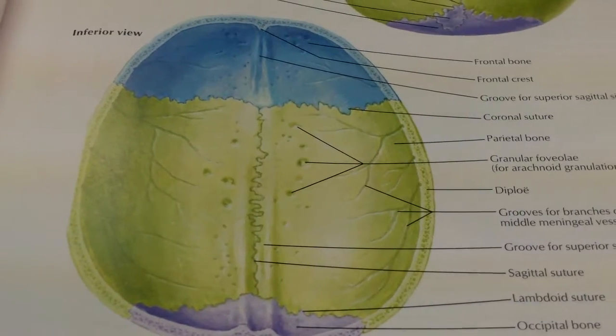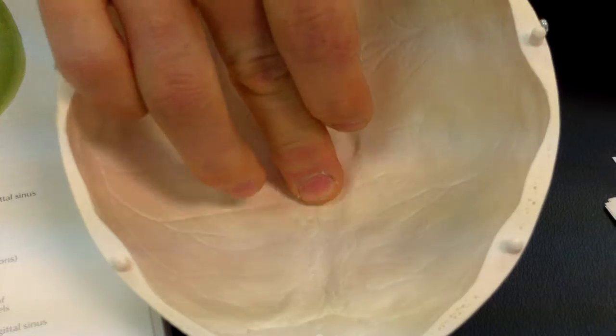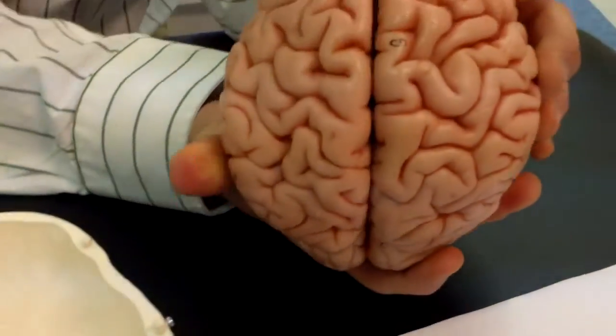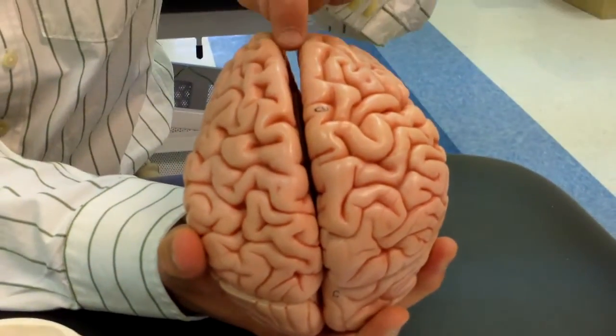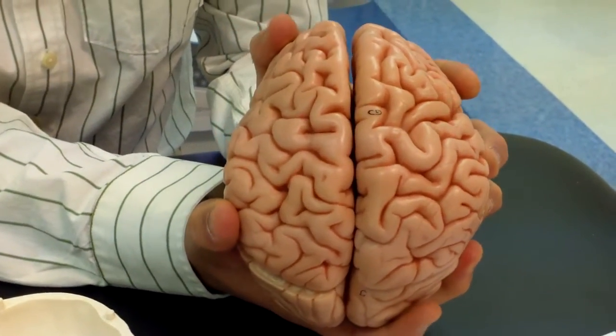If you come into the lab here, you can pick up a model like this, kind of run your finger down the middle. You can feel how it's just grooved right there. And just to show on the brain, that's where the groove for the superior sagittal sinus is going to sit, right there, right between the two hemispheres.